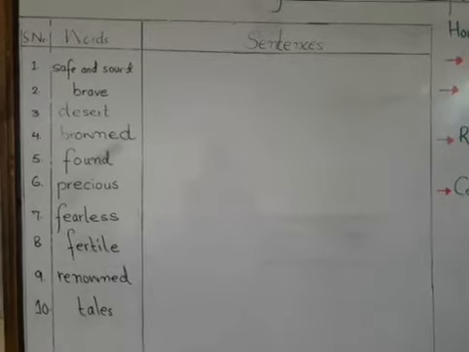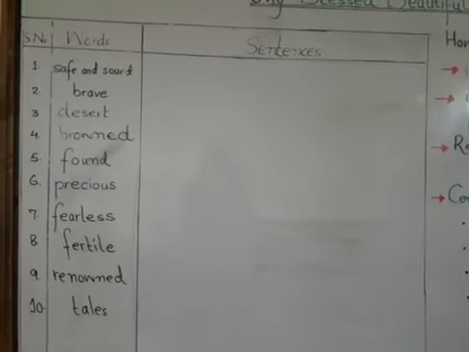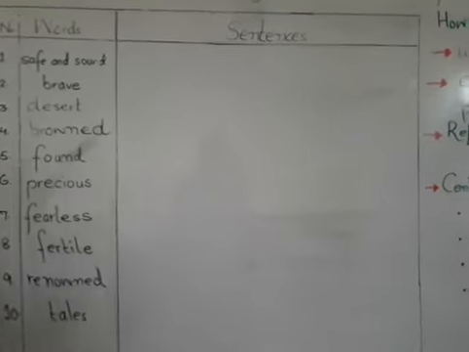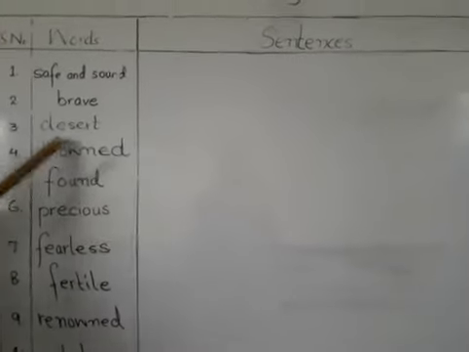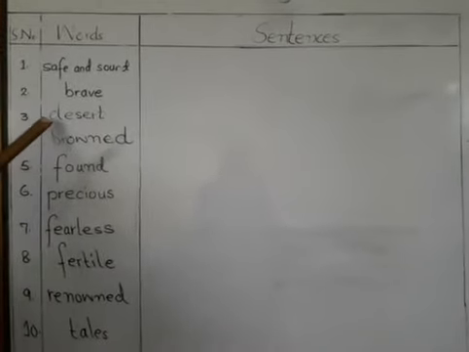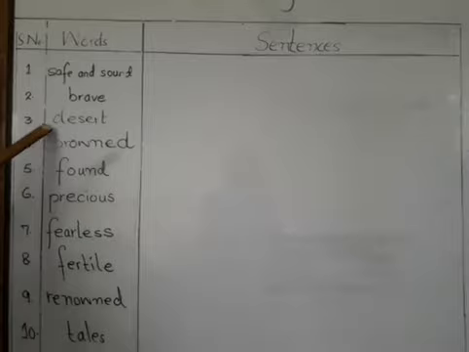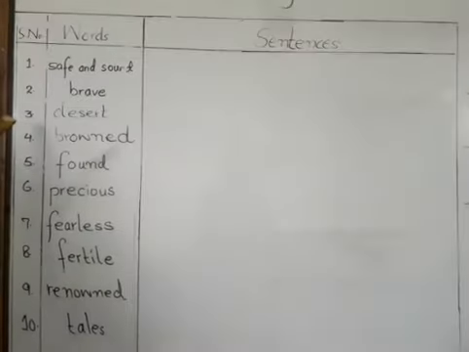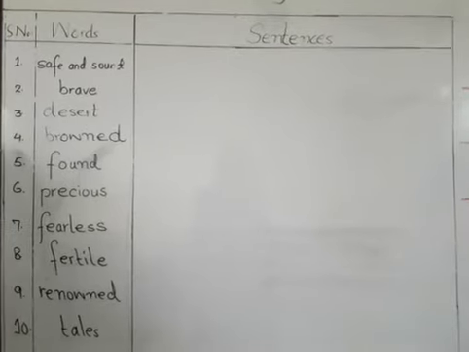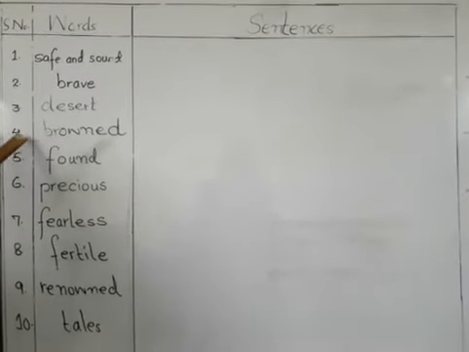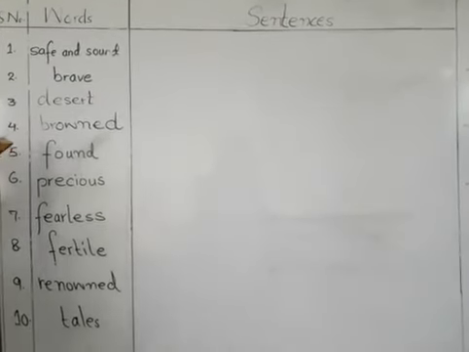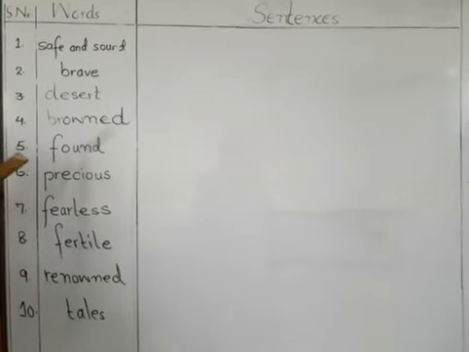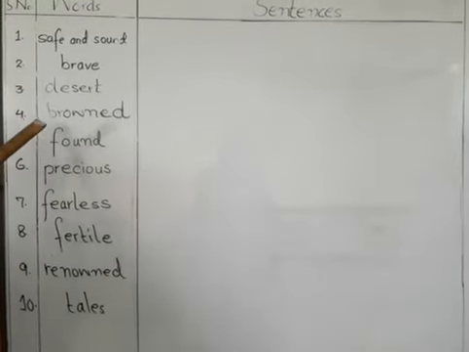Okay, now come to the third one. The third one is desert. Desert means Sahara. The barren land, it could be जहाँ जो कोई cultivation नहीं होती. So what sentence am I making for the desert? Desert is a barren land with no cultivation. The desert night was cold and dark. Okay, the desert night is cold and dark.